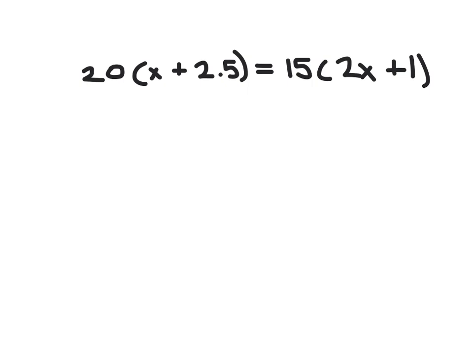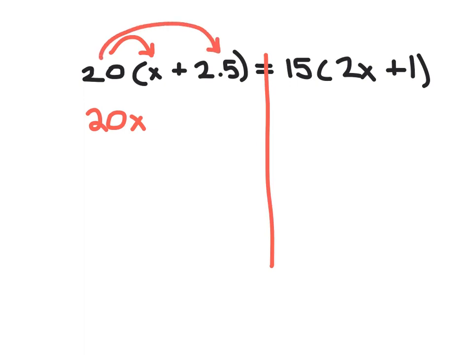So my first step is always going to be parentheses. I need to undo the parentheses by distributing out the number that touches the parentheses. This is called the distributive property. So again, whenever I have parentheses, I need to distribute out the number that is being multiplied by whatever is inside. So 20 times x is 20x. This is going to be 20 times a positive 2.5. That is 50, positive 50.